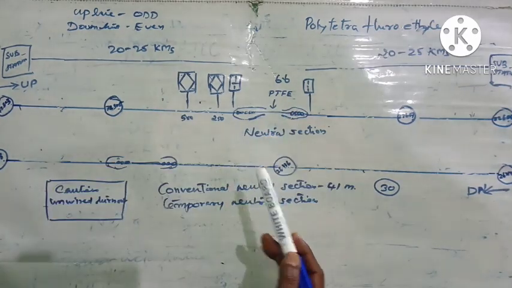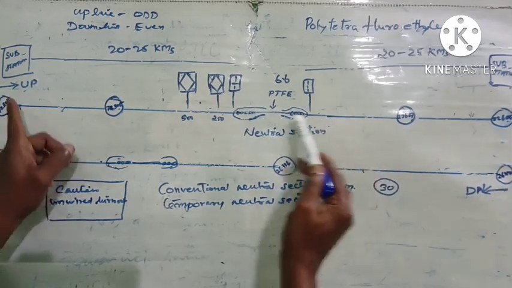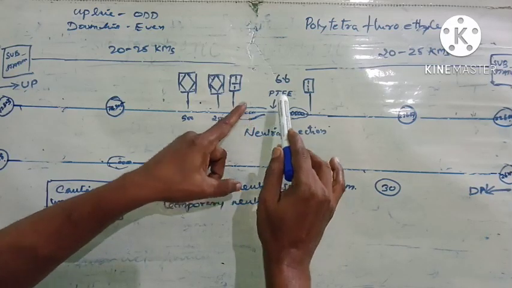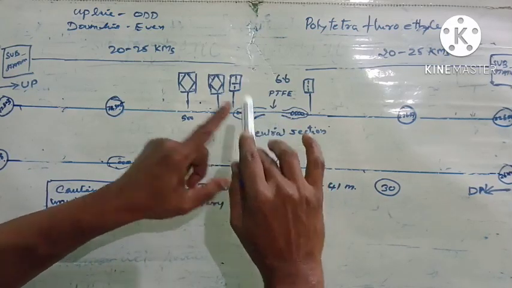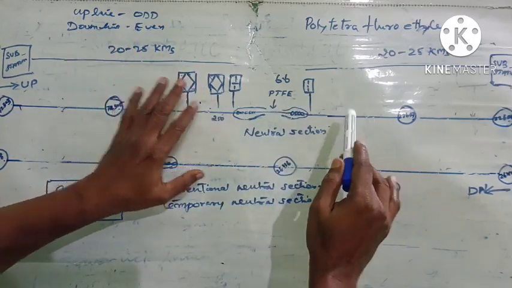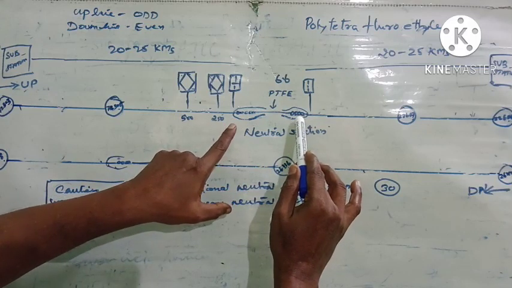Why is the neutral section created? The power from this substation is one phase, and here this substation is another phase. When these two phases are allowed to meet, there will be a heavy flash and everything will burn out. So in order to avoid this, the neutral section is created.